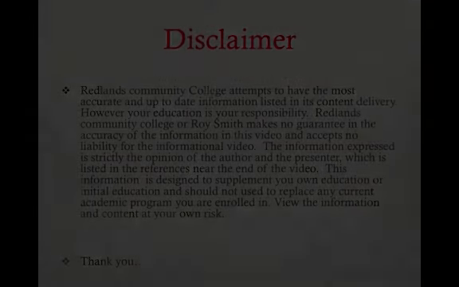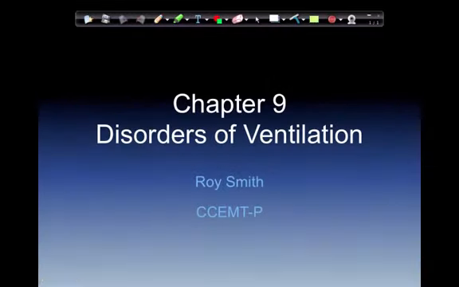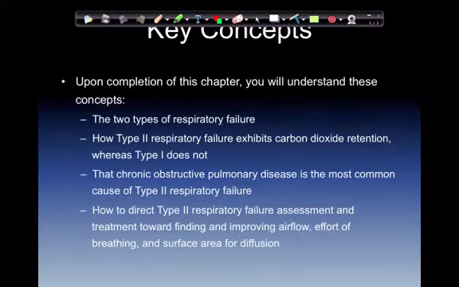Thank you. This is going to be Chapter 9, Disorders of Ventilation. On completion of this chapter, you'll be able to understand the two types of respiratory failure, how Type 2 respiratory failure exhibits more with carbon dioxide retention, whereas Type 1 does not. That chronic obstructive pulmonary disease is the most common of Type 2 respiratory failures, and how to direct Type 2 respiratory failure assessment and treatment toward finding and improving airflow, effort of breathing, and surface area for diffusion.